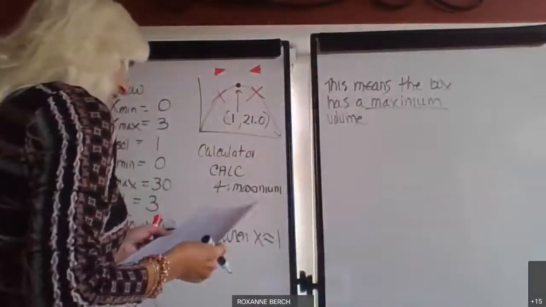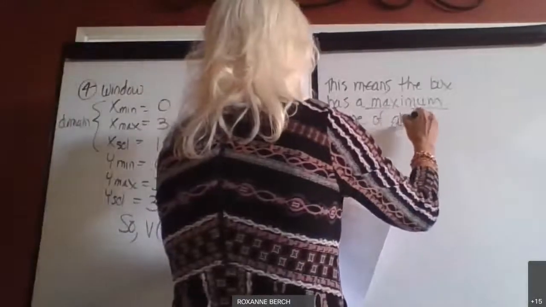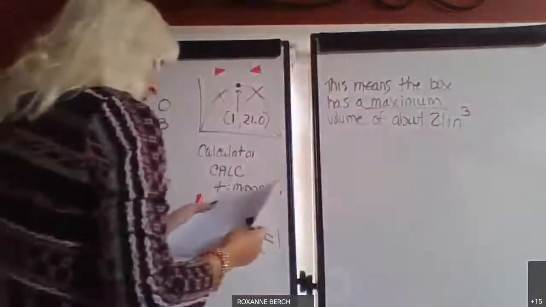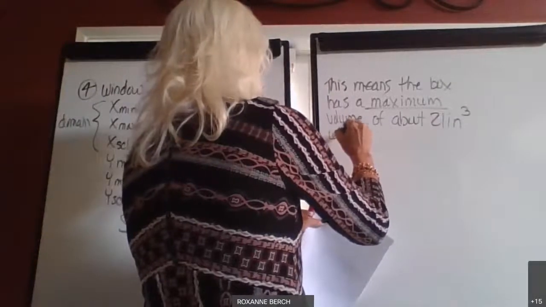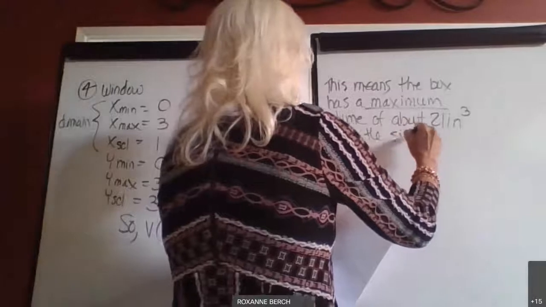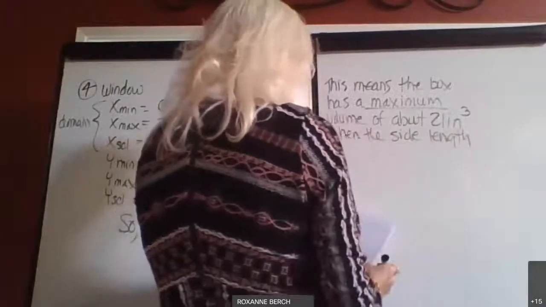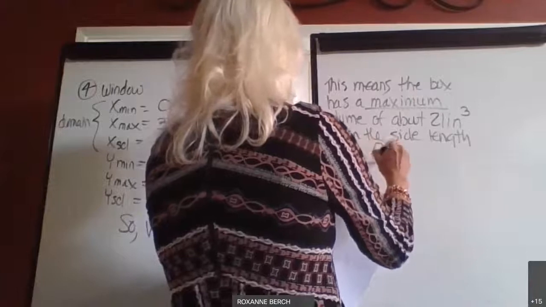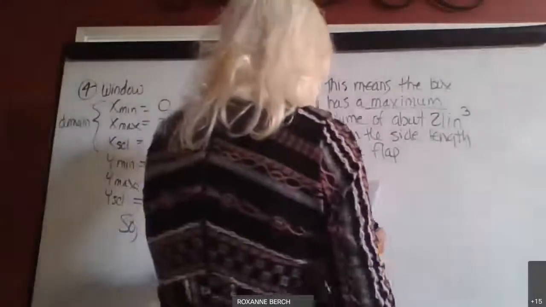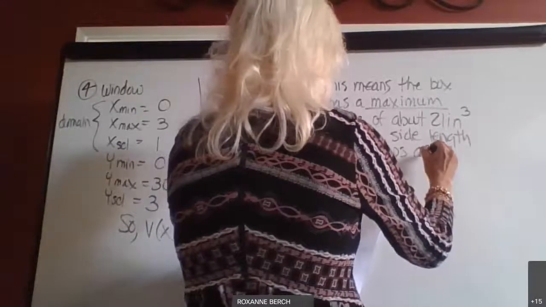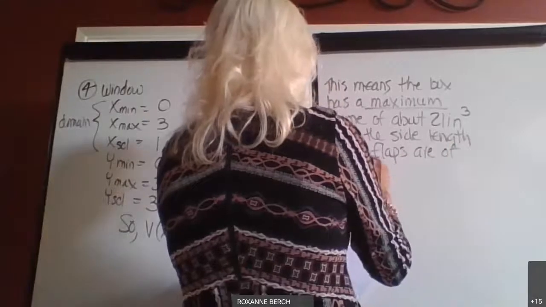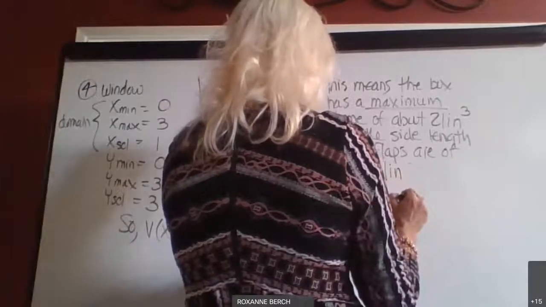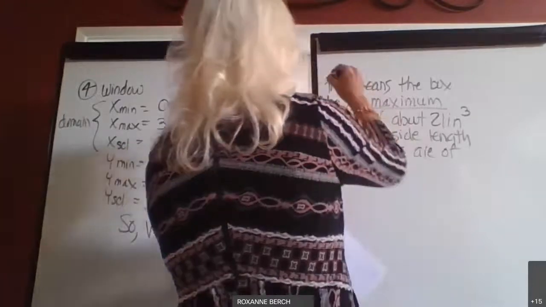So this means the box has a maximum volume of about 21 cubic inches when the side length of the flap, the flaps are of length 1 inch. That's good enough.